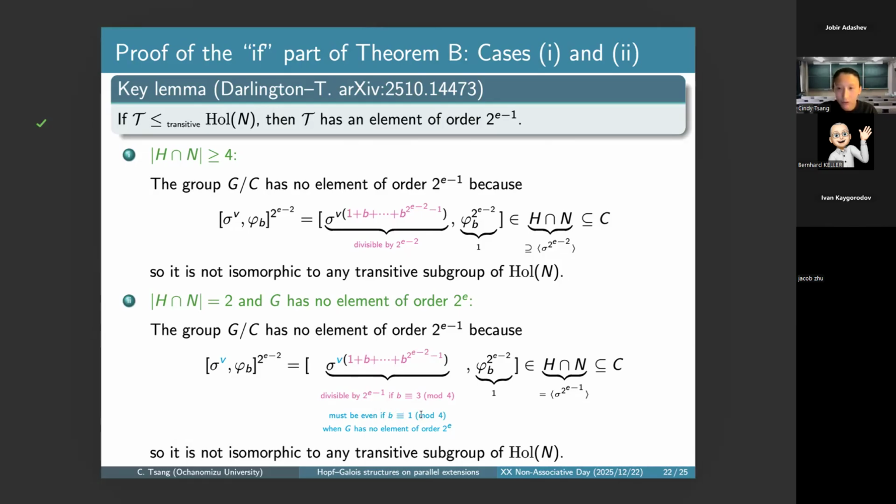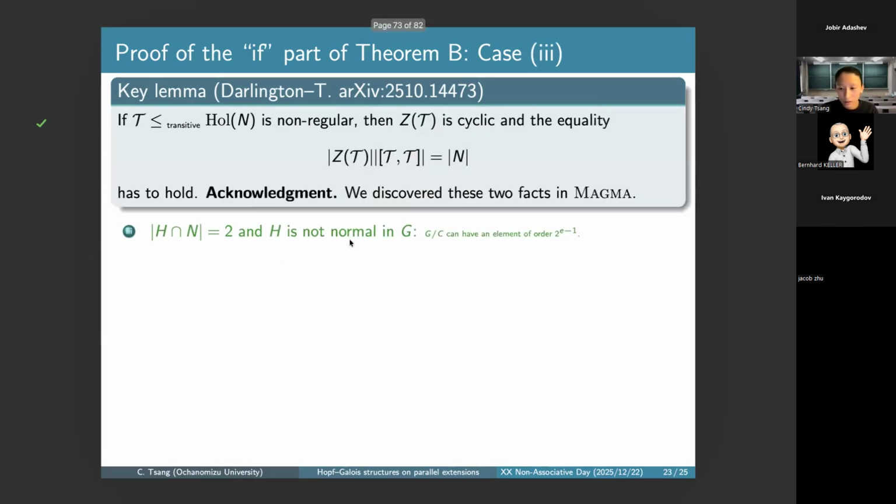And if B is congruent to 1 mod 4, the pink part is at least divisible by 2 to the e minus 2. And when G has no element of order 2 to the e, one can show that the V here would have to be even. So combined together, you would have enough powers of 2 to make it into C. So these two cases are fairly easy to prove. The other two cases are difficult. I won't go into the details.